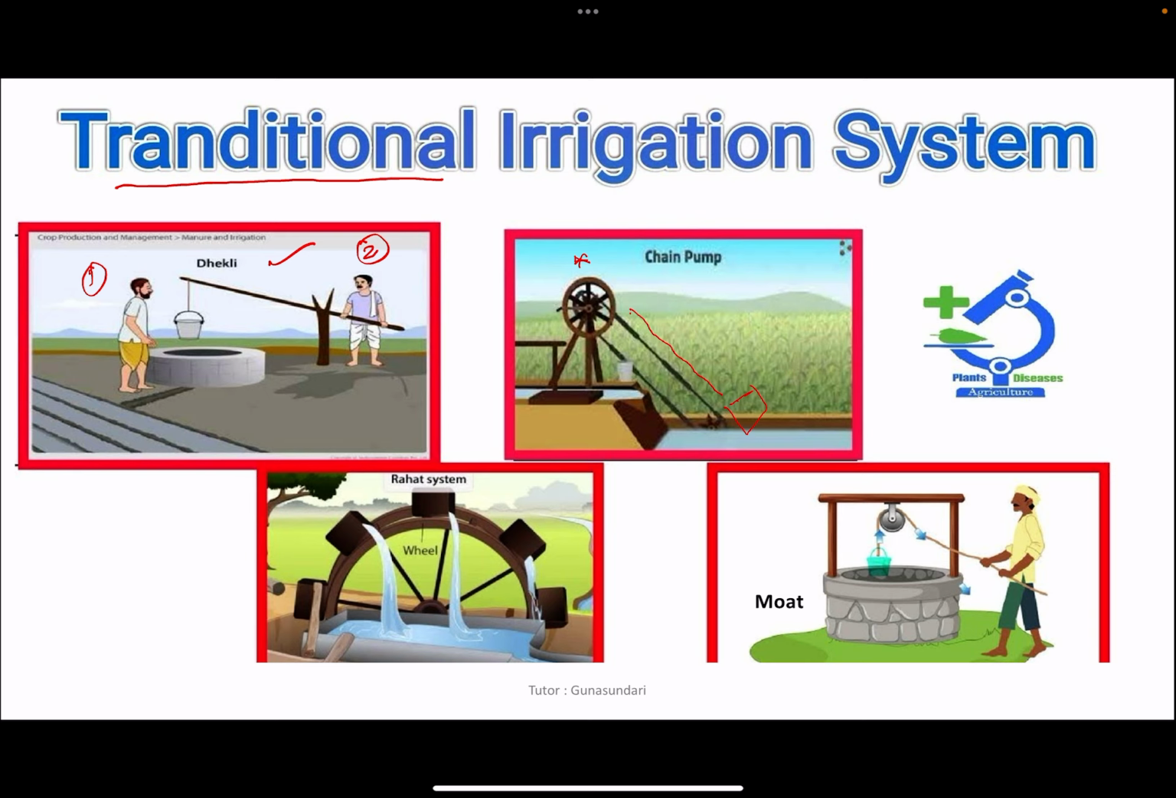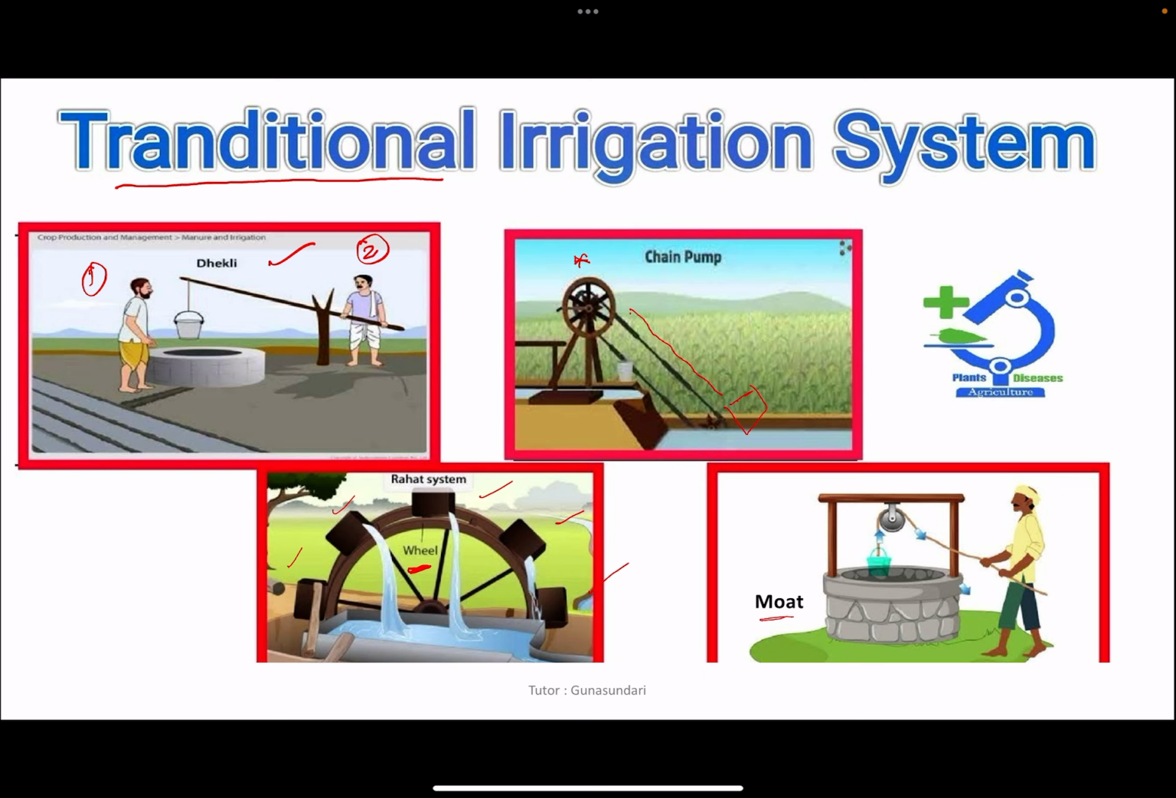The next one is the rahat system. You have a wheel, and many containers are attached to the wheel. When the wheel rotates, the containers also rotate and you can collect the water from the required source. And the last one is the mode.